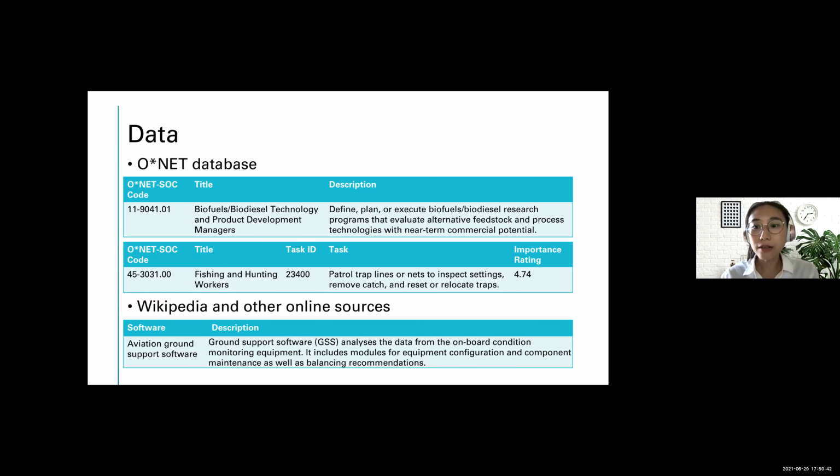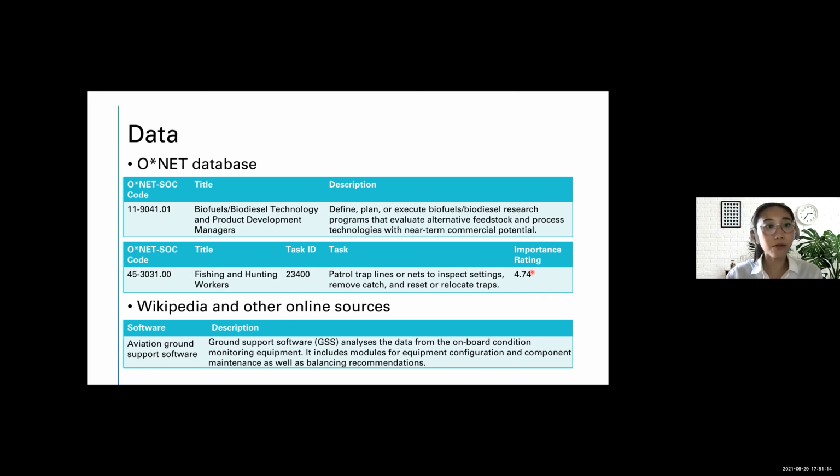So let's briefly look at the data we use. There are two major data sources. The first one is the ONET database, which is a database sponsored and released by the US Department of Labor. The first two tables are the examples for the occupation and the task data set. So each occupation will have a title and a description. And then each occupation will have a set of tasks. So here is one example of the task. It will have a statement that describes the task.